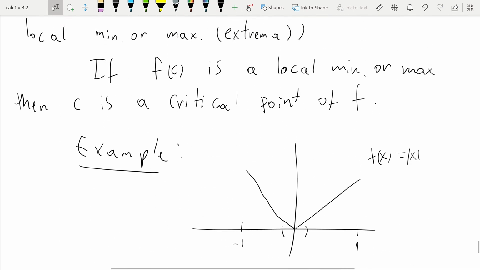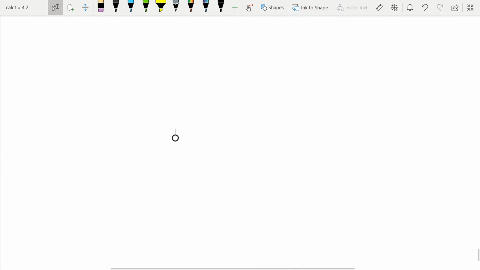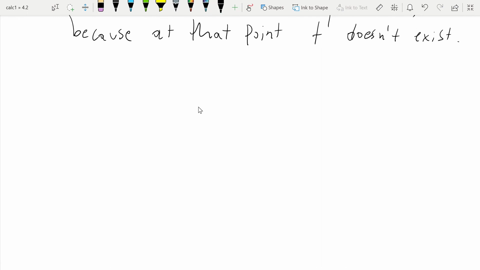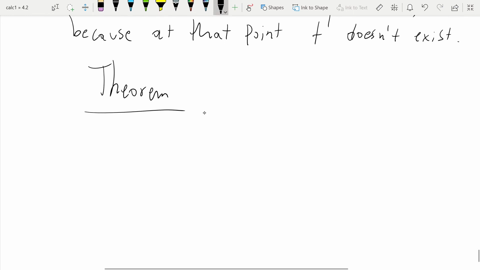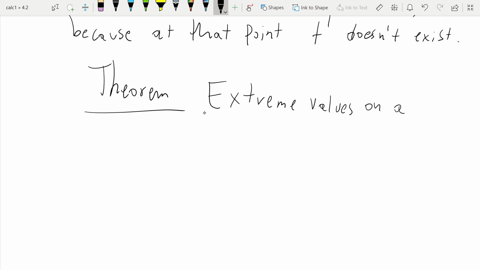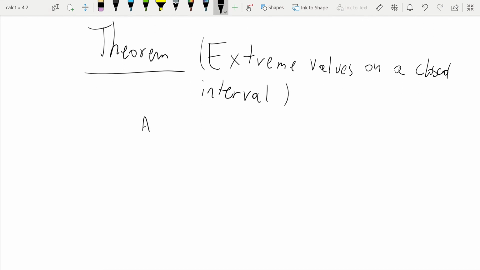Then the theorem, which is just what we've been using in all the applications. All the applications we've considered so far are applications on closed intervals. So, our extreme values on a closed interval. Okay, so we assume now that f is continuous on the interval AB.